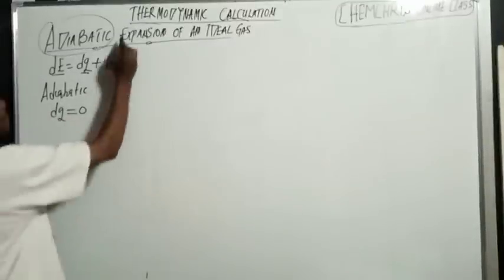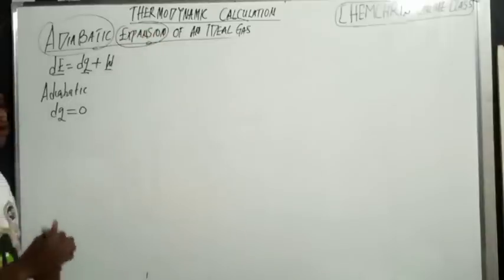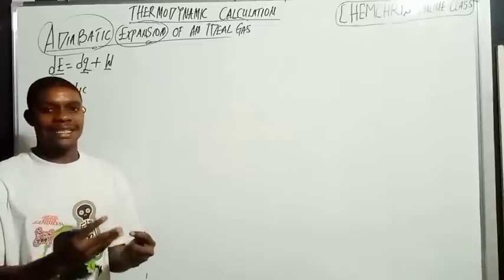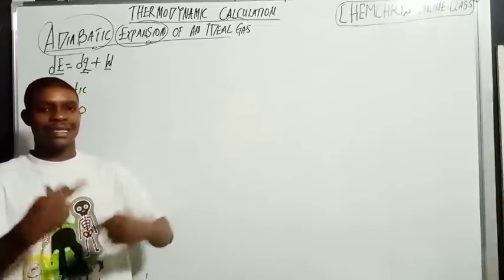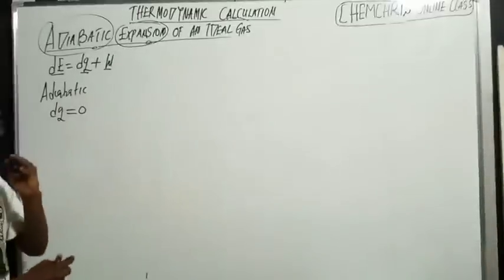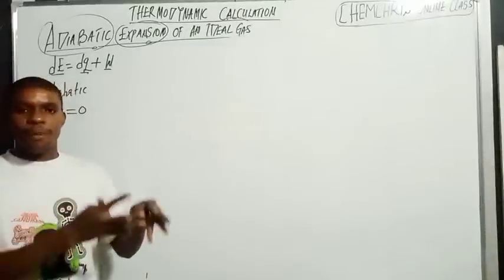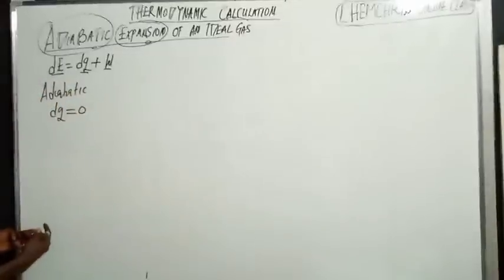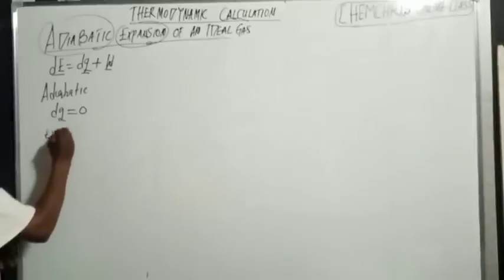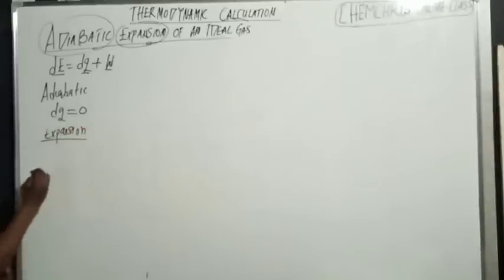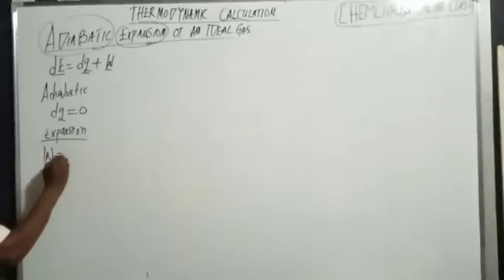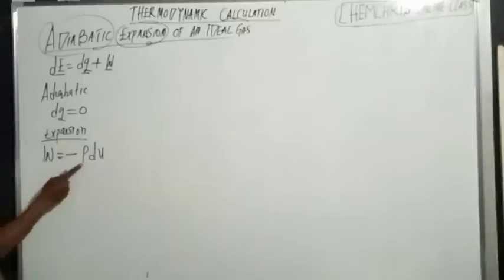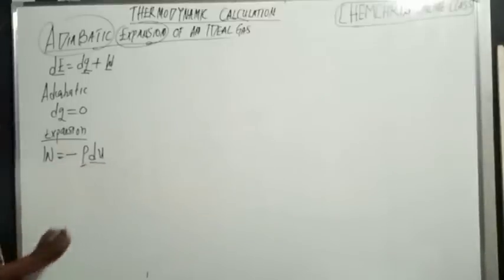Now, let's look at expansion. When we talk about expansion, work is done by the system. And when work is done by the system, it's called expansion. W is always negative. We have a formula for work done, which is called pressure-volume work. In pressure-volume work, when we talk about expansion, W is equal to minus P change in V. Here P is pressure, and here change in V is the change in volume.